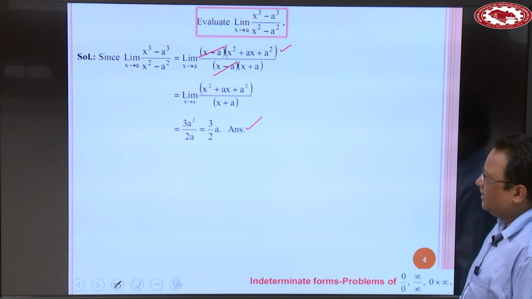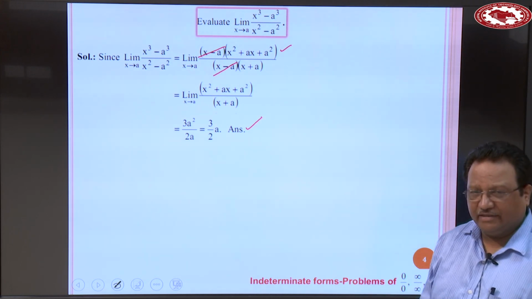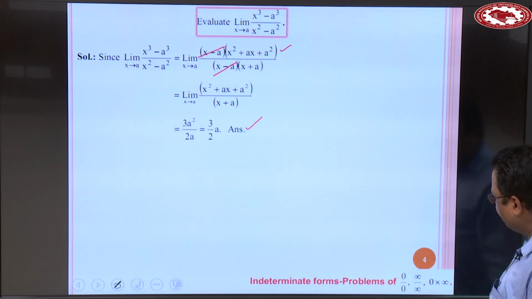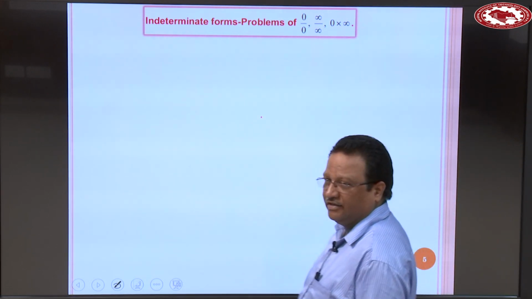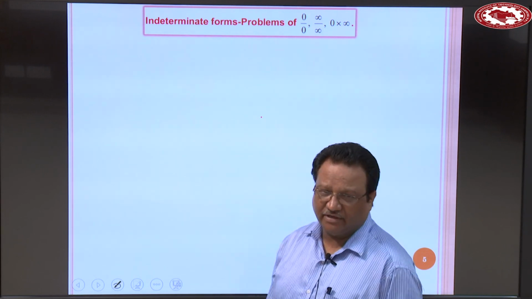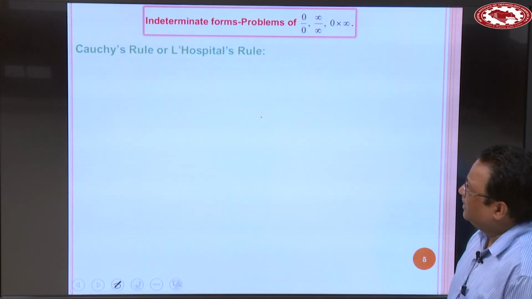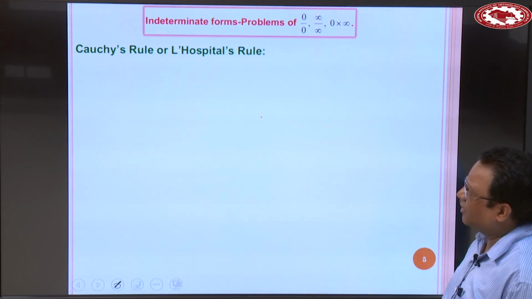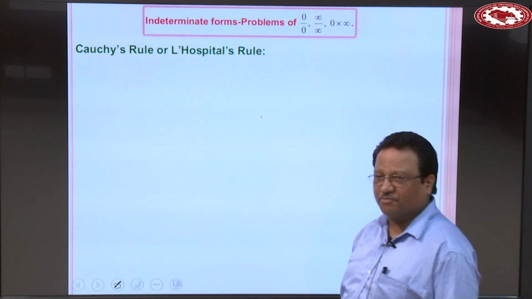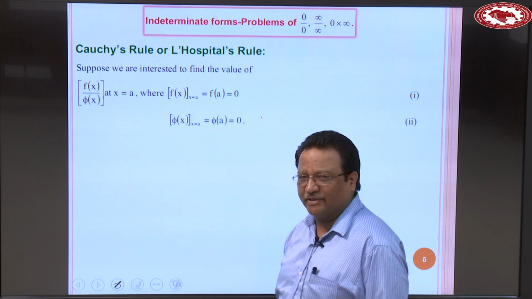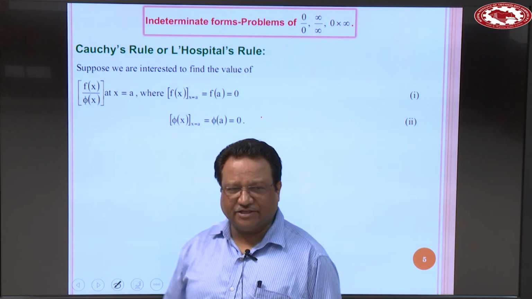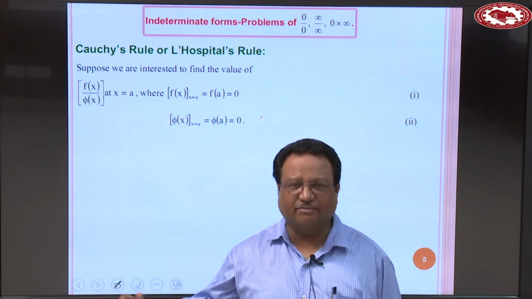Now let us discuss the second type of problems in the indeterminate forms. So indeterminate forms, problems of 0 over 0, infinity over infinity, 0 cross infinity. If we are given this type of problems, how can we solve them? For solving these type of problems, we have Cauchy's rule, also known as L'Hospital rule. You know what L'Hospital rule is? We differentiate numerator and denominator till we get some definite value.